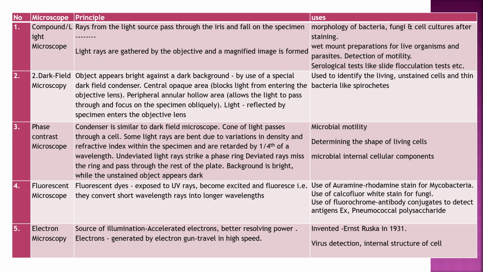Dark field microscopy: the object appears bright against a dark background by the use of a special dark field condenser. The central opaque area blocks light from entering the objective lens. The peripheral annular hollow area allows light.